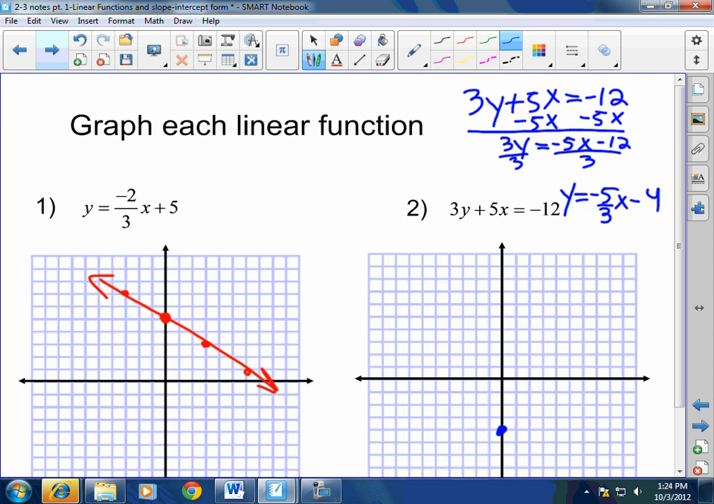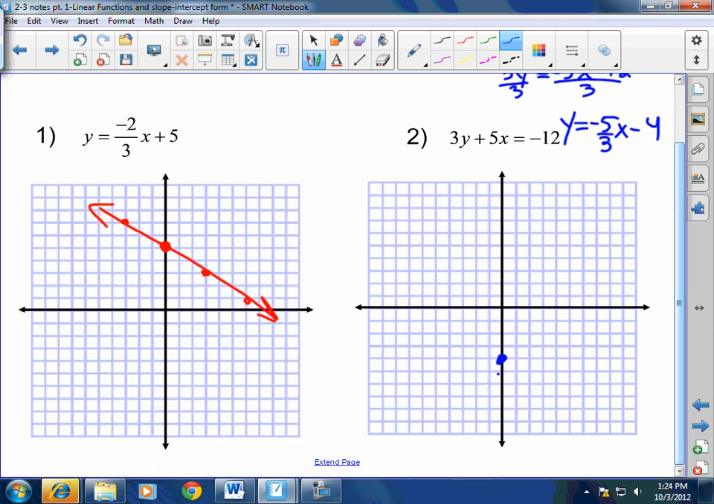Slope is down 1, 2, 3, 4, 5. Run to the right, 1, 2, 3. Or go backwards, up 1, 2, 3, 4, 5. And then go to the left, 1, 2, 3. Remember, you always run to the right unless going backwards.